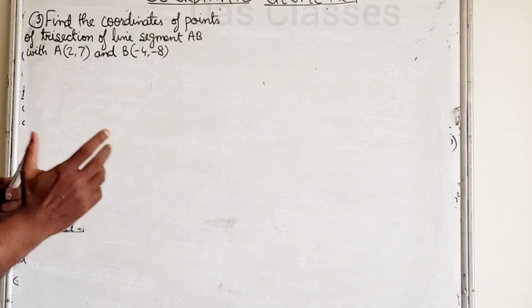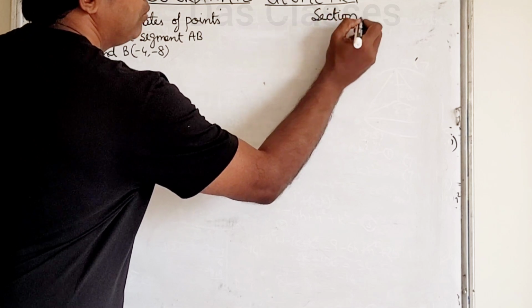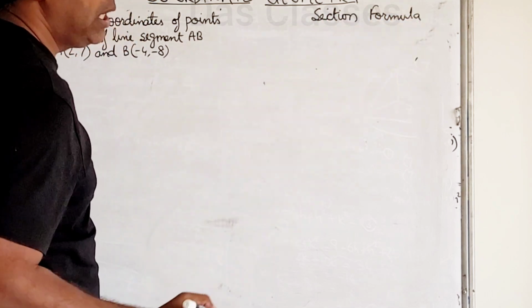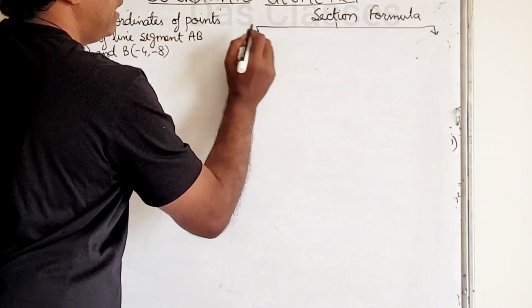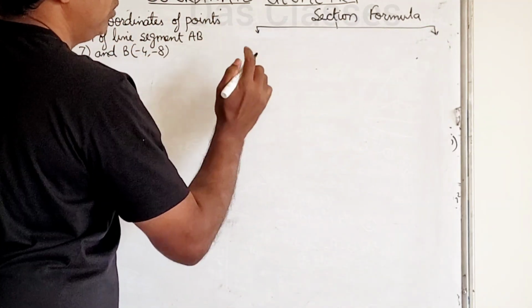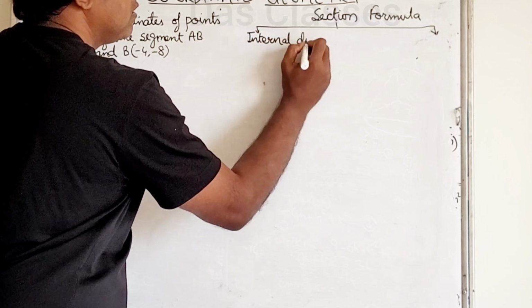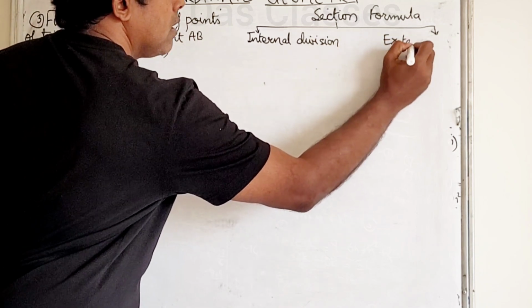So the next thing we are going to see is the section formula, and we'll see a sum based on the section formula, a very important sum. So first let's understand the section formula. The point may divide the segment in two ways. It may be internal division or external division.